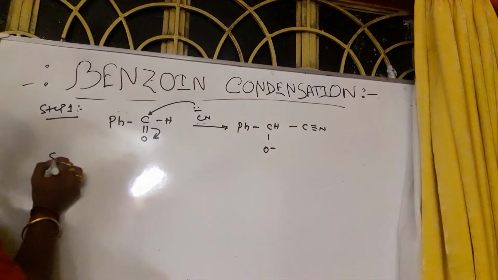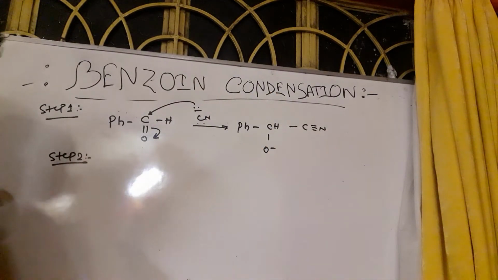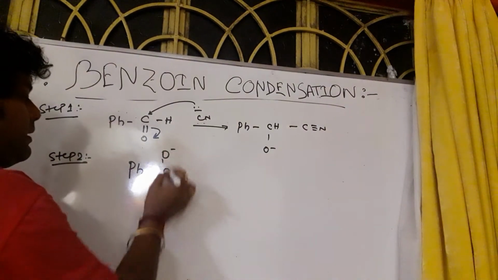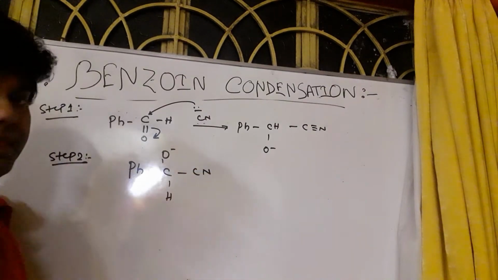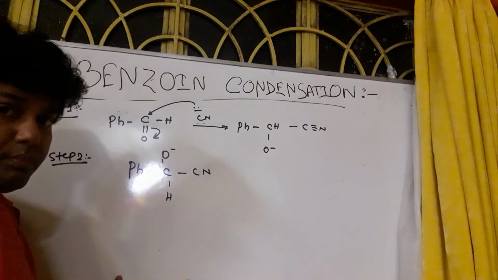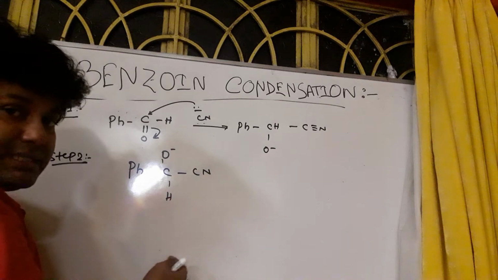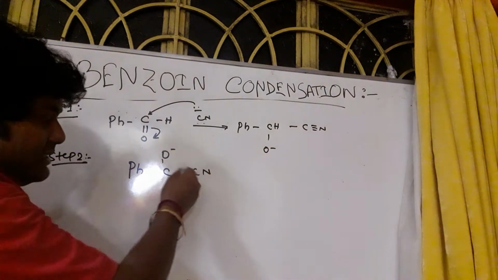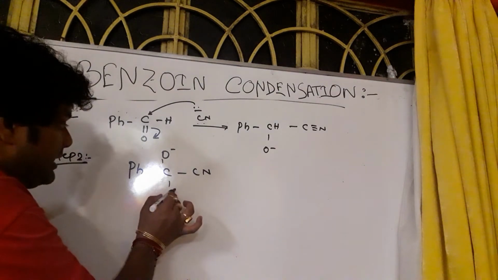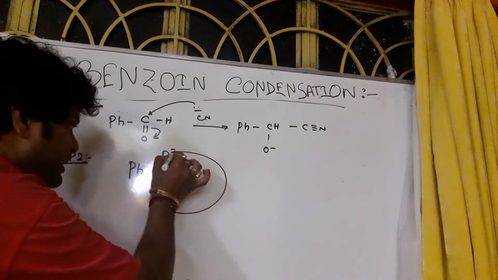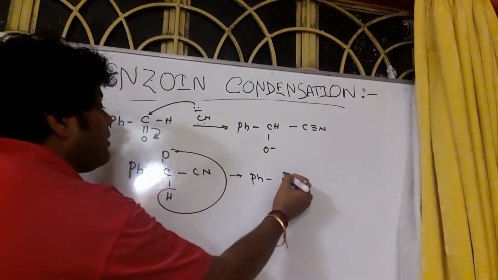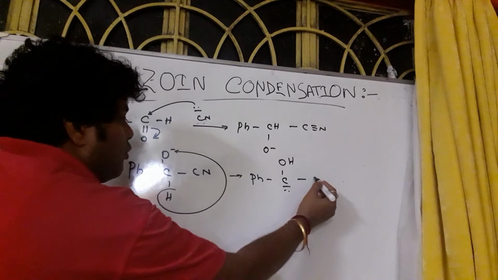Now, the most interesting one is step 2. You know what happens here? This CN minus creates a minus I effect over here. Another effect is also there, that is minus R effect. But at first, what the minus I effect is doing, it's making this hydrogen sufficiently positive charged. And a very peculiar thing happens here, which is this H plus comes and attacks this O minus. That gives you a product like this.